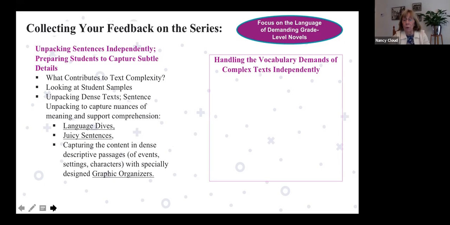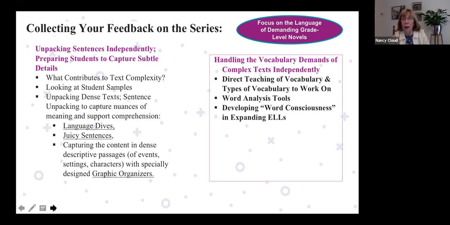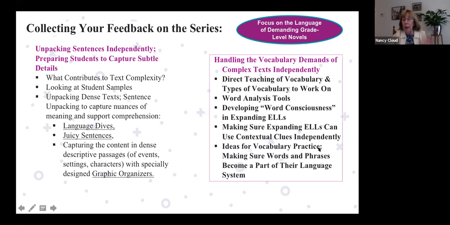And then we looked at the different types of vocabulary to work on, some word analysis tools, the word consciousness, the use of context clues, not that you didn't already know about that, but just to remember there's many types, and then thinking about how to do that active practice.